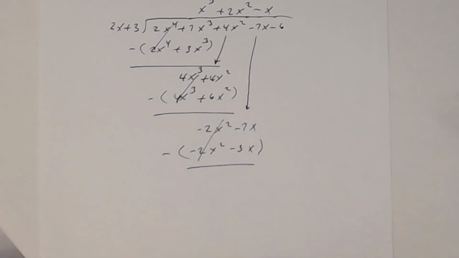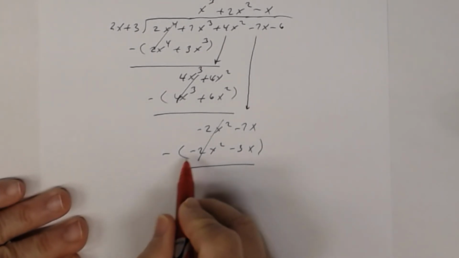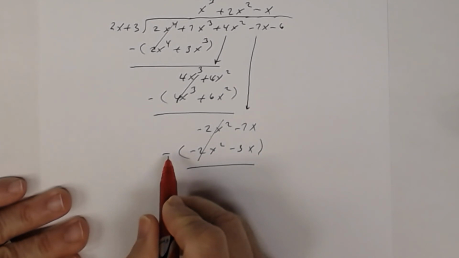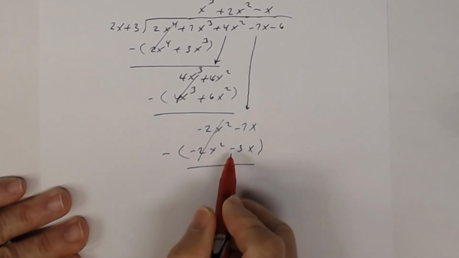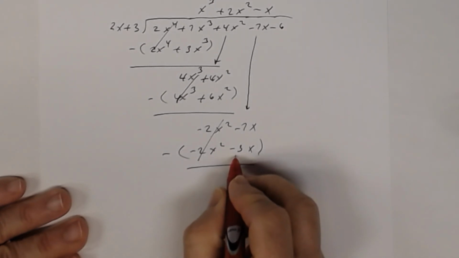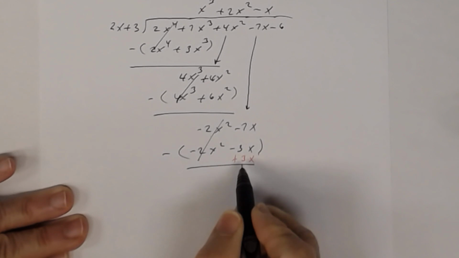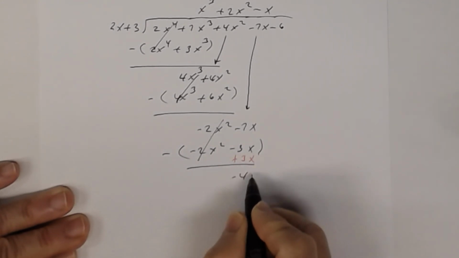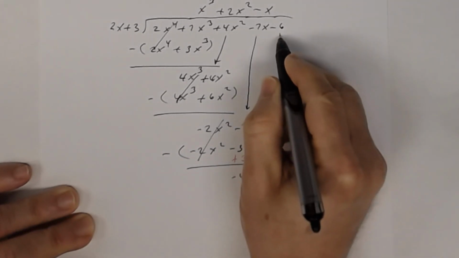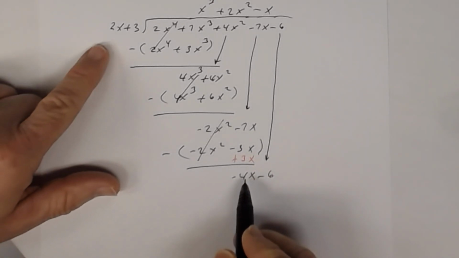If you're having a little trouble with that, some students do, you may want to rewrite this little part here. Subtracting a negative 3x, or the opposite of a negative 3x, is the same thing as adding 3x. So I have a negative 7x plus 3x, which is a negative 4x. And then you bring down the next term. The degree here is 1. The degree here is 1.